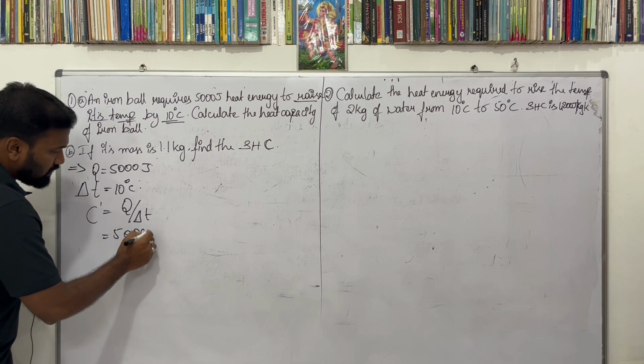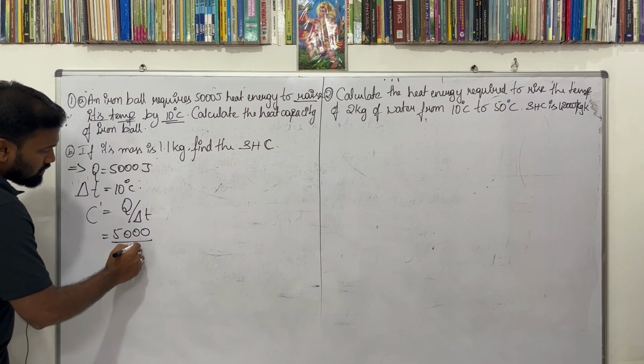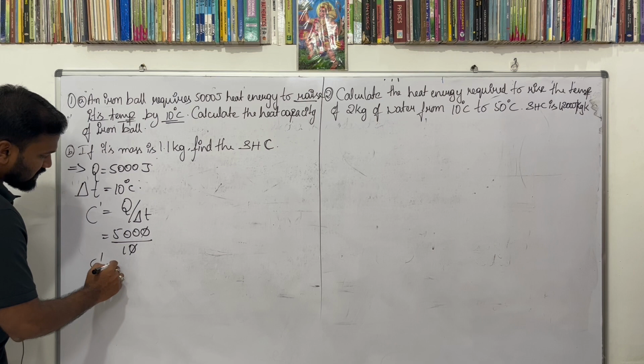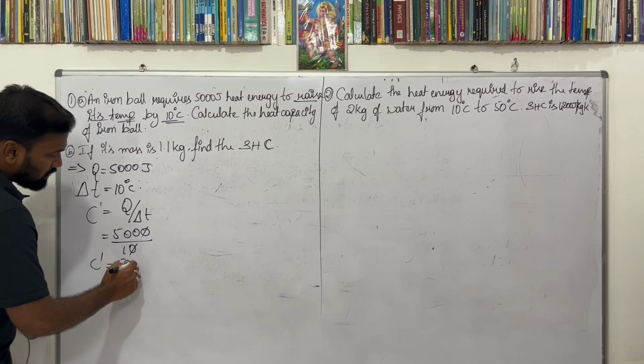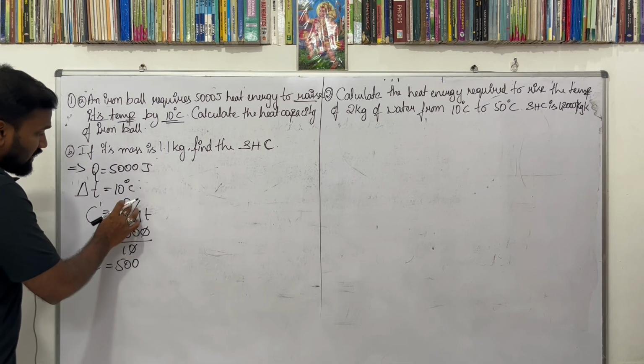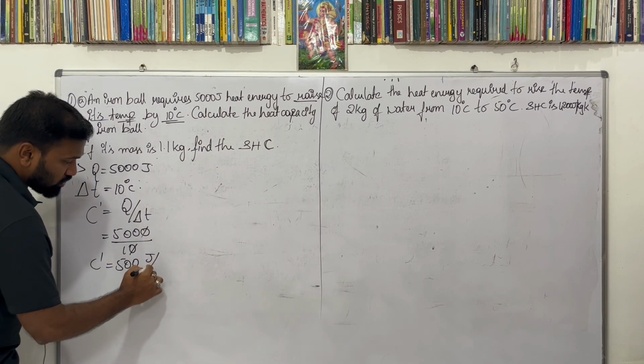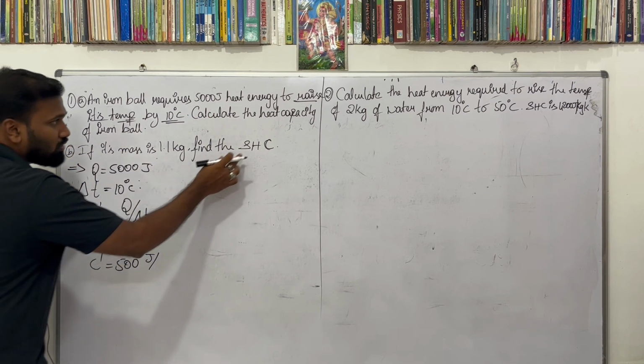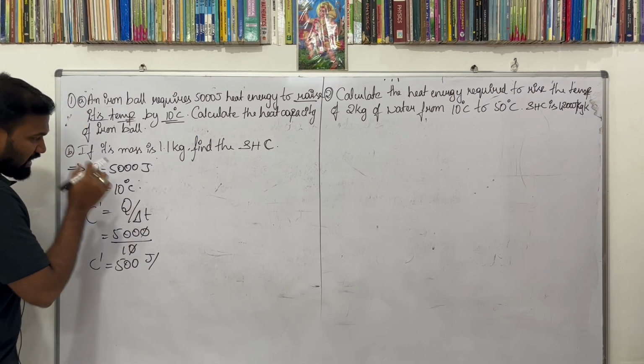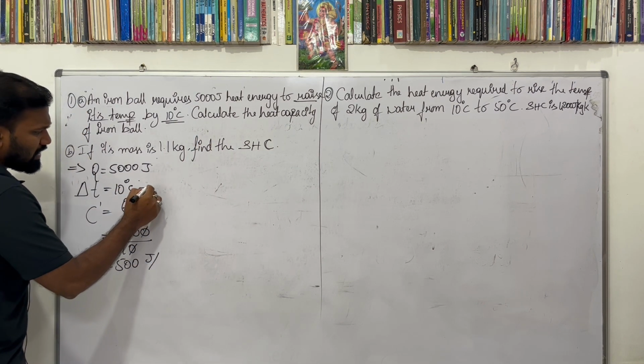That is 5000. Delta T is how much? 10. So if we cancel, we will get C dash is equal to how much? 500. The unit is very important. Here the heat energy is in terms of joules, and delta T is in terms of what? That is 10 degrees Celsius, which I can write as what?